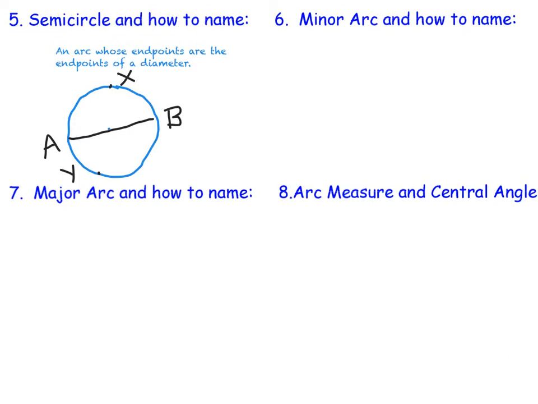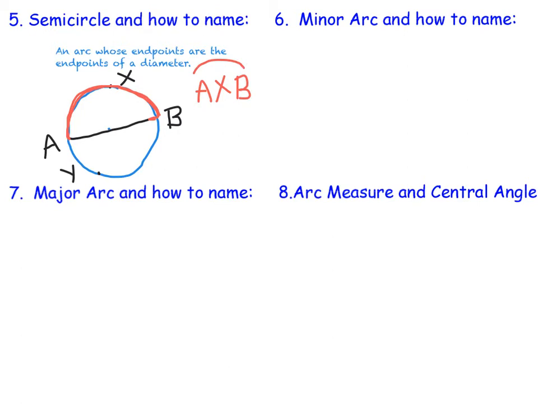The first would be what I would consider the top half of the circle. This semicircle starts at A, goes through the point X, and stops at B. Notice that when you have a semicircle, you're going to use 3 letters to name it, and you're going to put an arc over that. So that's the top half.